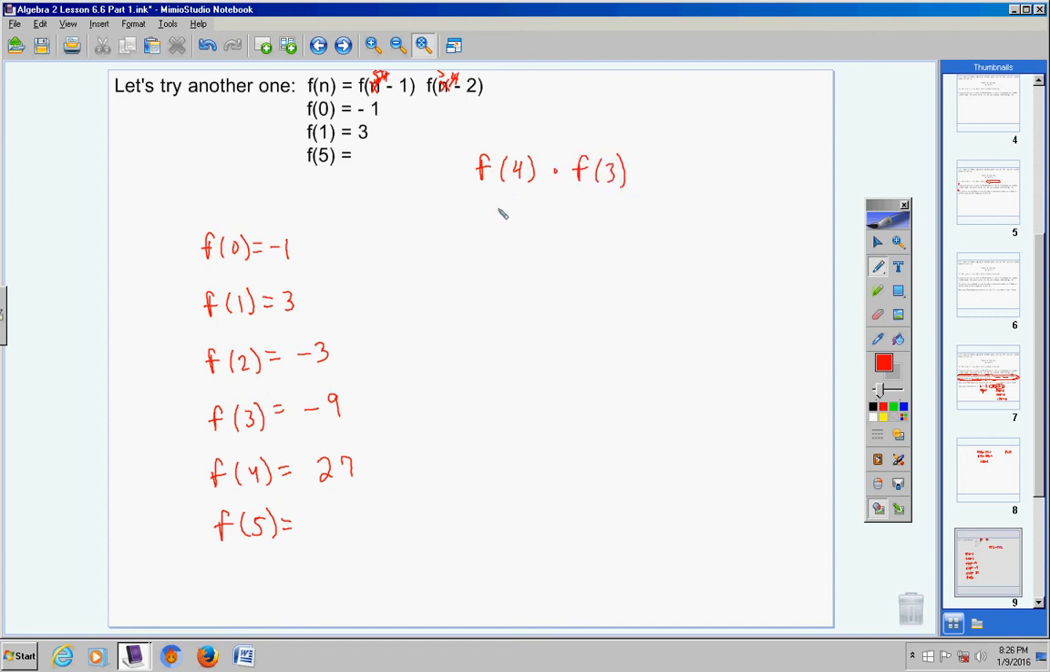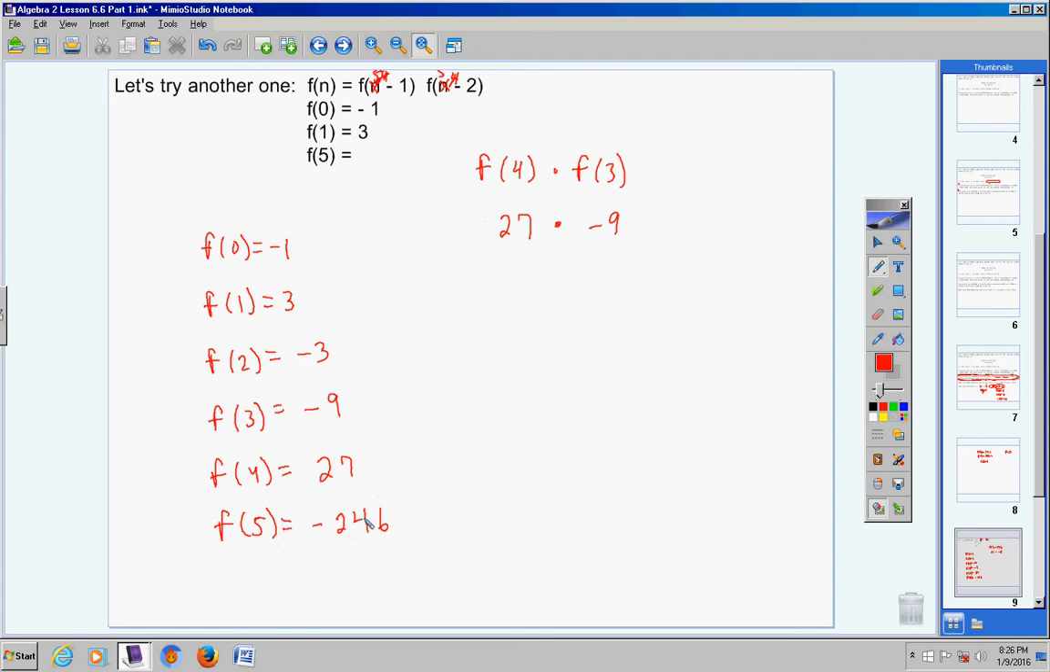What is f of 4? 27. What is f of 3? Negative 9. We're going to multiply those together. We'll get a negative 63, carry your 6, 18. I think it's 246. But I will check that with the calculator.